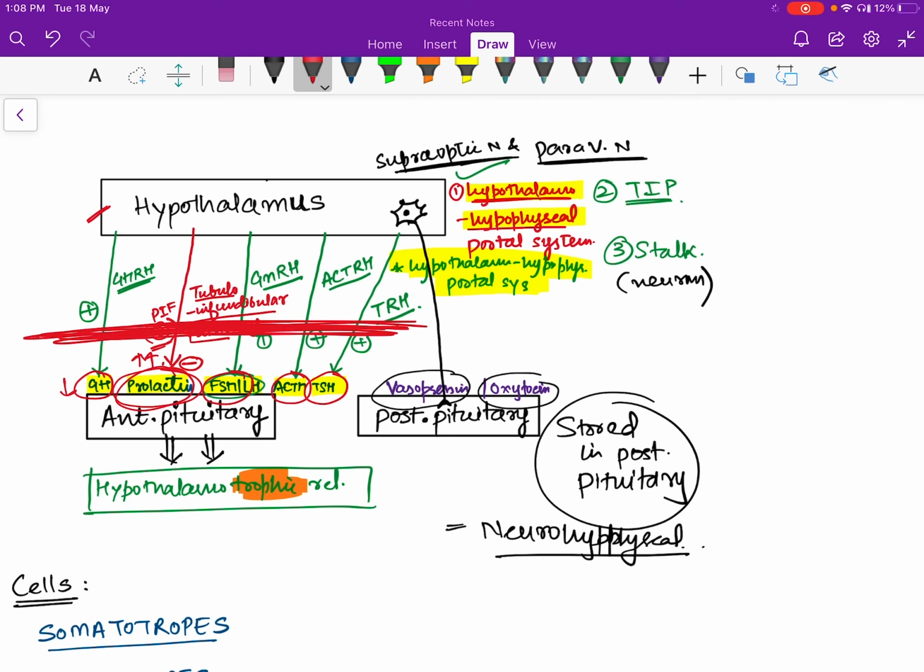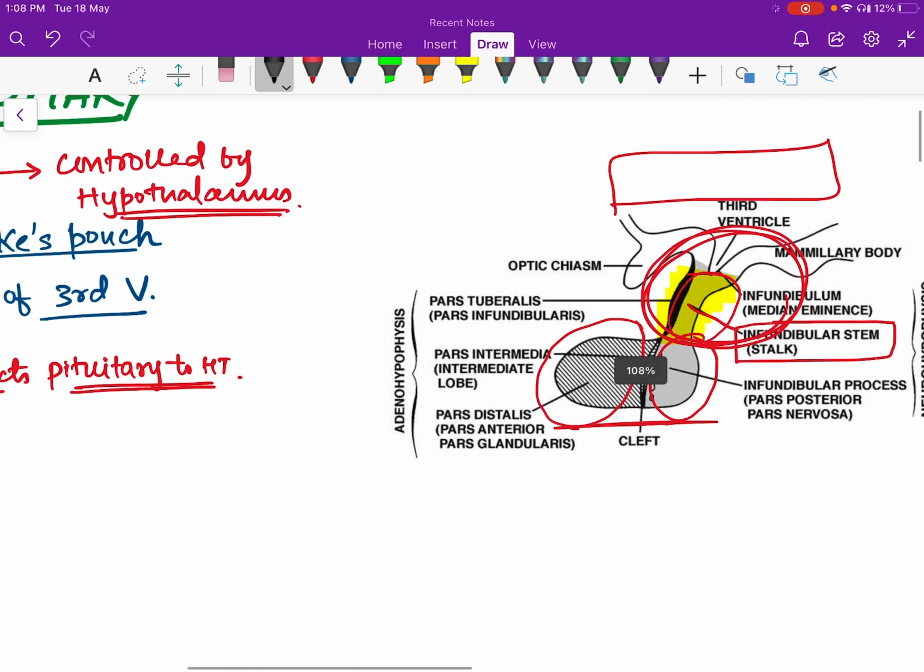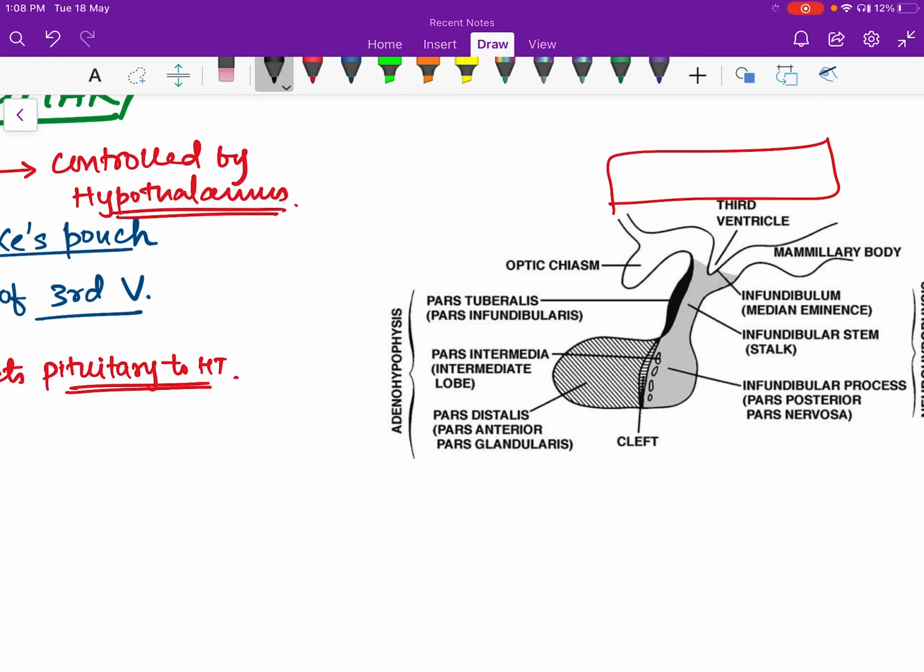Now, this happens in a particular case, which is called the Stalk effect. Stalk effect means that if there is a tumor in the pituitary, let me use this diagram again. Let us say a tumor is present in the pituitary and this tumor has grown larger and larger to such an extent that it starts compressing this stalk. So it compresses the stalk and as a result it blocks the stalk. Now, no factor can come from the hypothalamus and reach the anterior or posterior pituitary. This is called the Stalk effect.